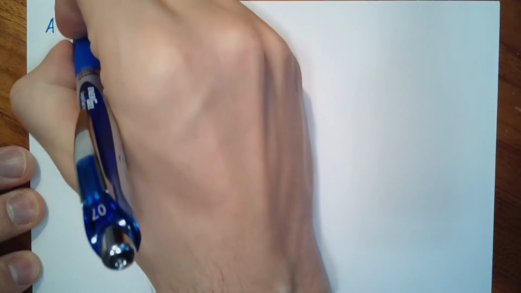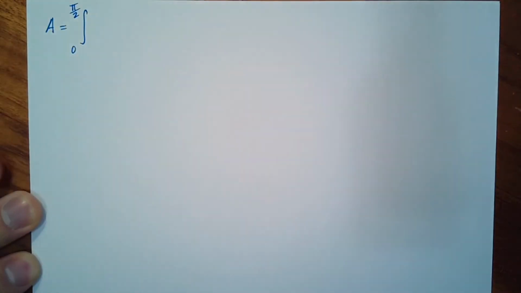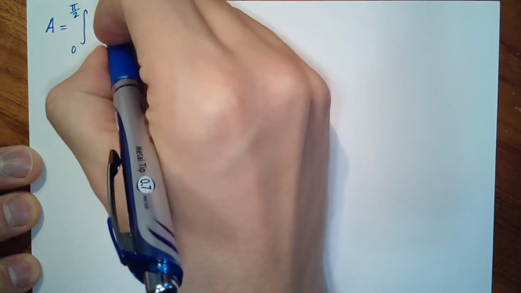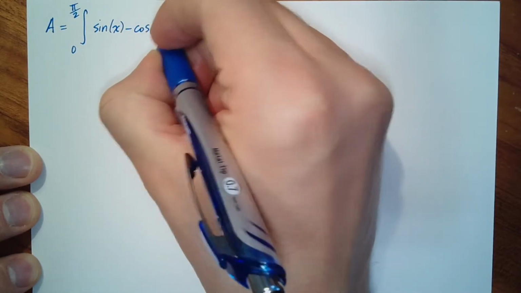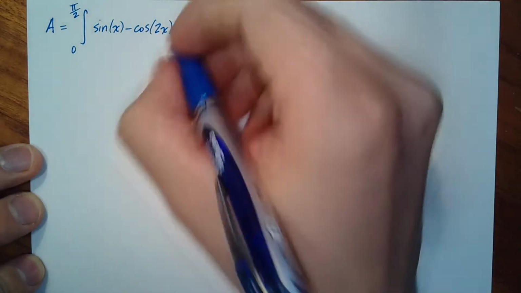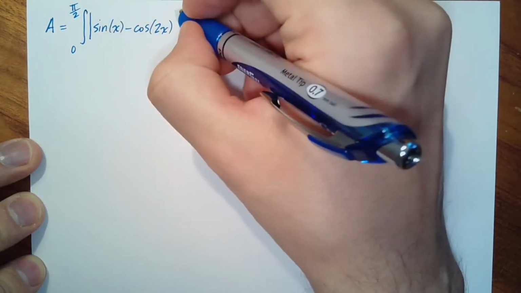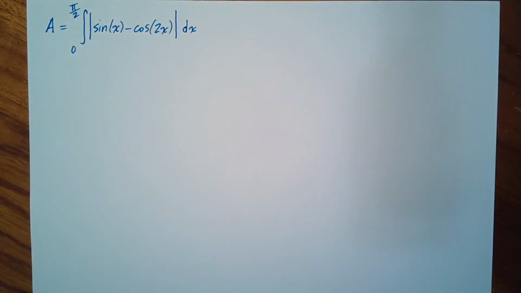We'll take the definite integral from 0 to pi over 2, and then we'll take sine of x minus cosine of 2x, or you could go cos of 2x minus sine of x. You don't even have to worry about which function is the upper function and which is the lower function, as long as you add in these absolute value signs, right? So technically this can't be wrong right now, although there's still plenty of work to calculate it.